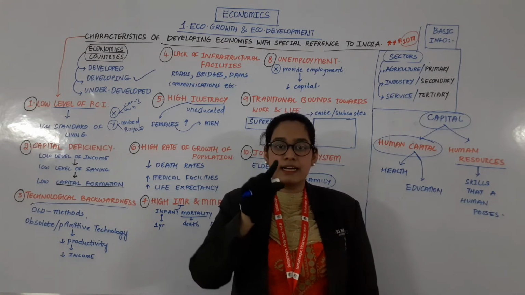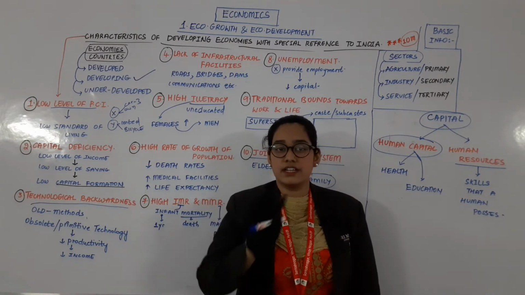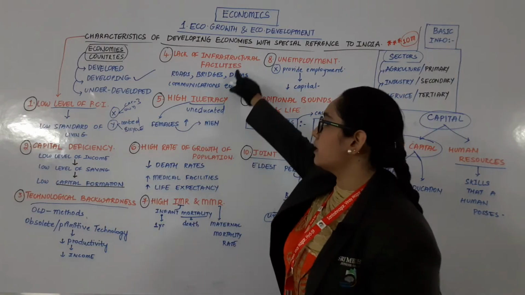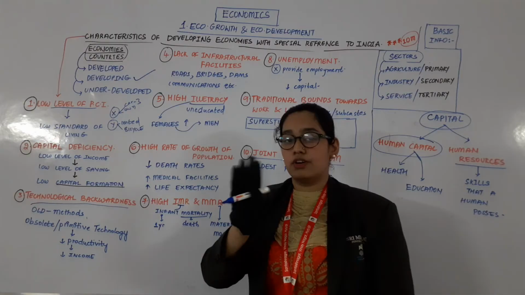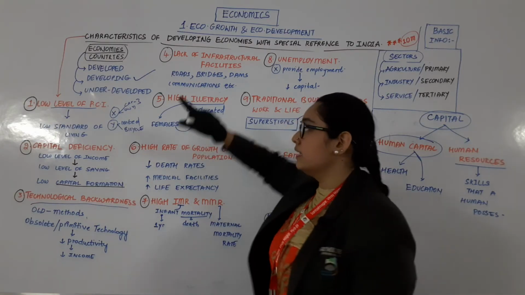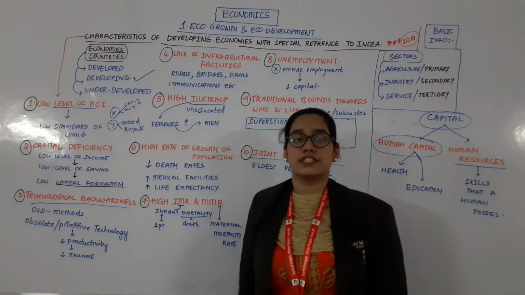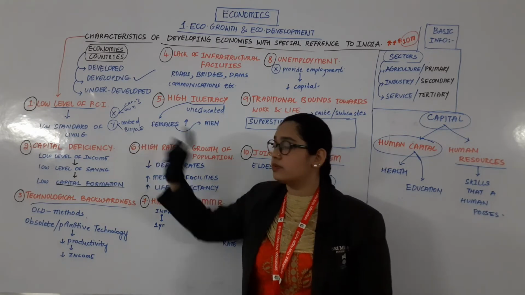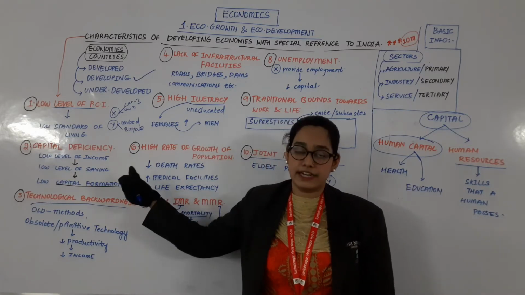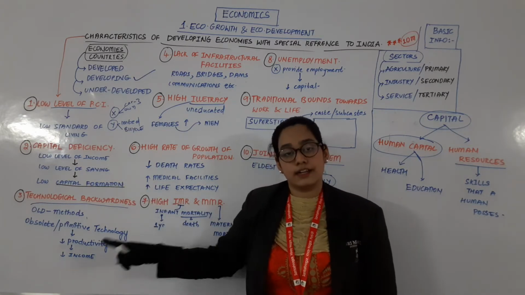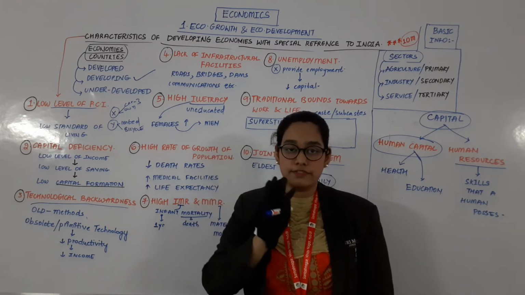So, is it a sign that we are a developed country? Not at all. So, this is also one of the reasons which is making India a developing country, not a developed country. What is that factor? Infrastructural facilities, lack of infrastructural facilities. First point was low level of per capita income. Second was capital deficiency. Third was technological backwardness. Fourth was low level of infrastructural facilities.